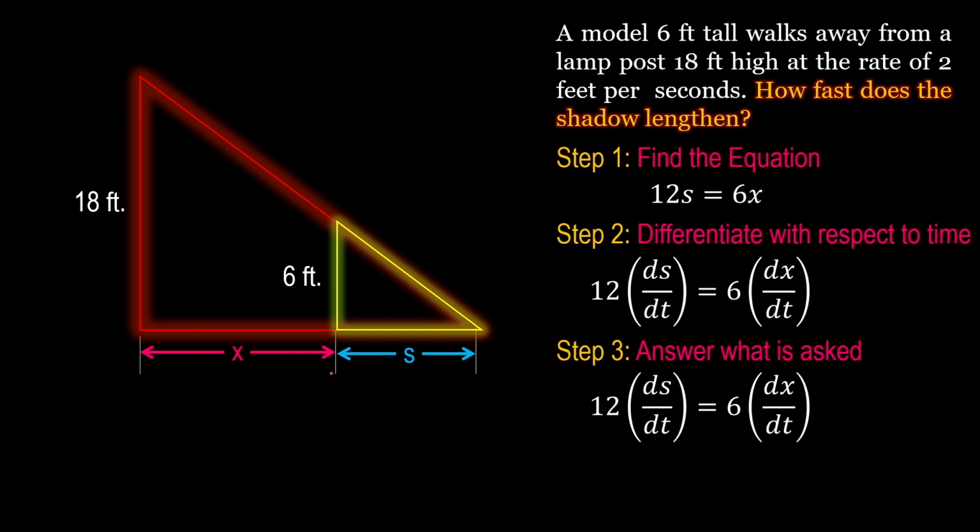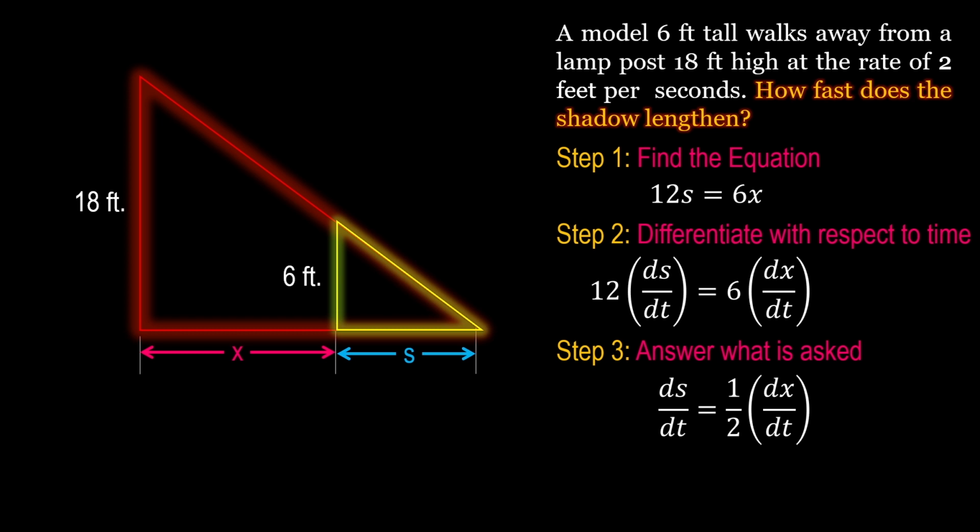Okay, and we will rewrite this equation in terms of ds over dt. So we'll have ds over dt is equal to 6 over 12 multiplied by dx over dt. So we just divide both sides of the equation by 12 to arrive at this equation. Simplifying further, this equation will be ds over dt equal to 1/2 dx over dt. And so this is our equation to solve ds over dt.